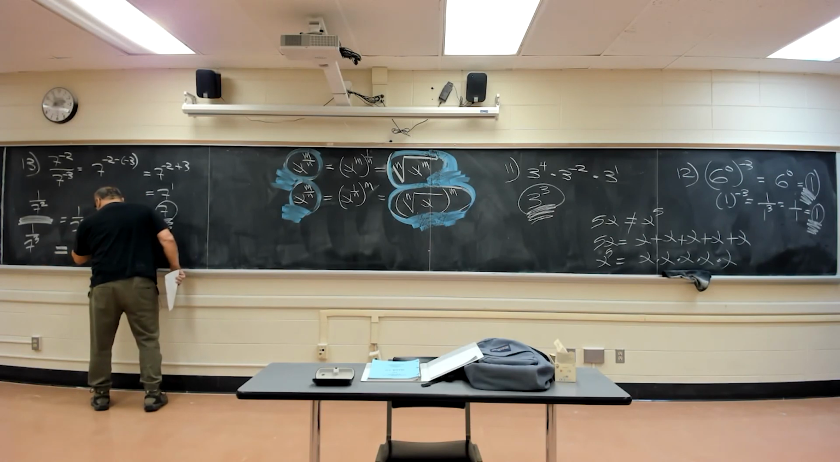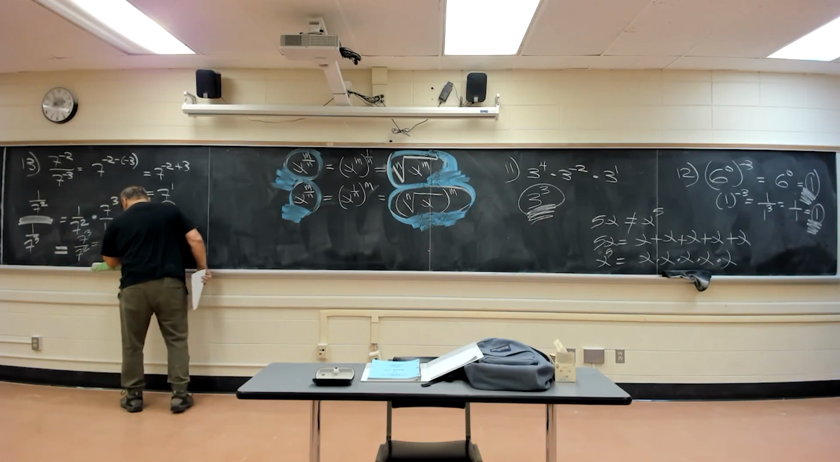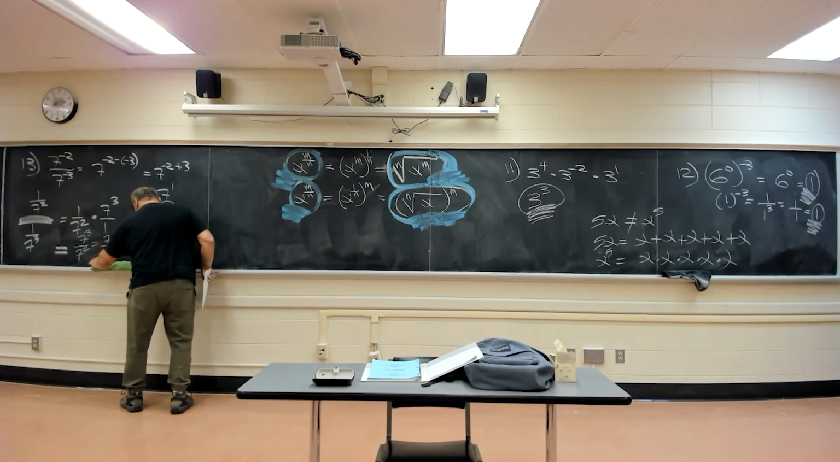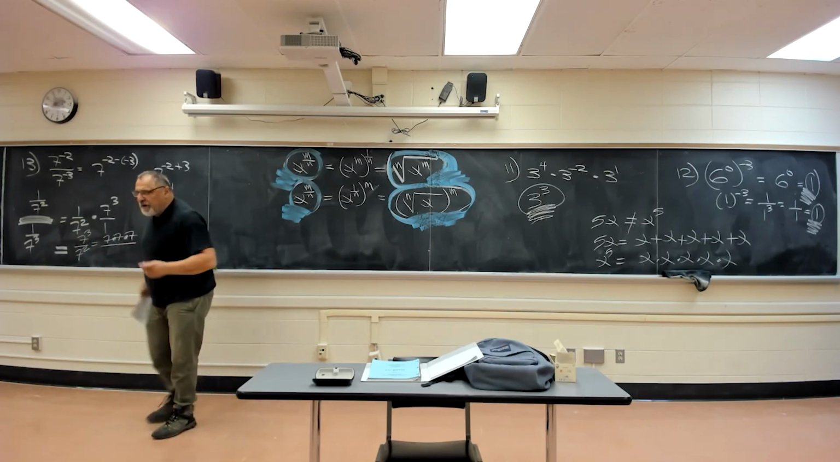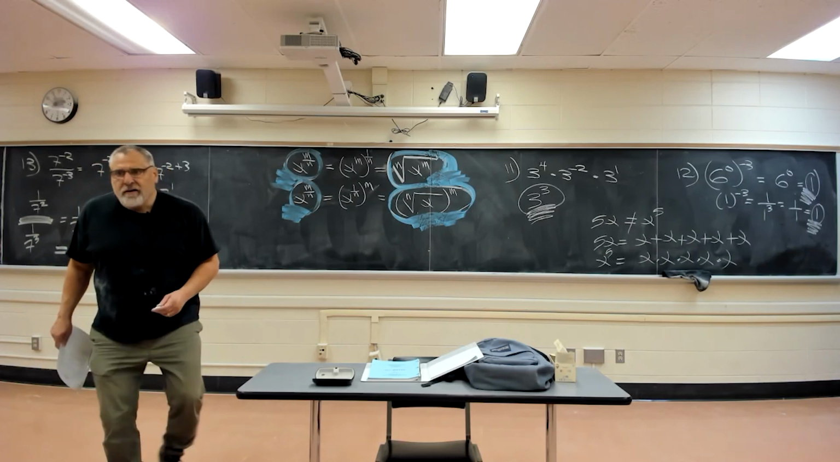That's 7 to the 3 over 7 to the 2. 7 to the 3 is 3 of these 7s in a multiplicative array. It's not 3 times 7. It's 7 times 7 times 7. It's a big difference. 3 times 7 is 21. 7 times 7 times 7 is 343. That ain't 21. Just watch out.